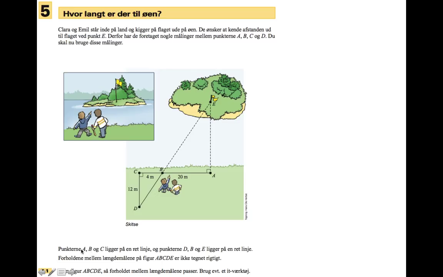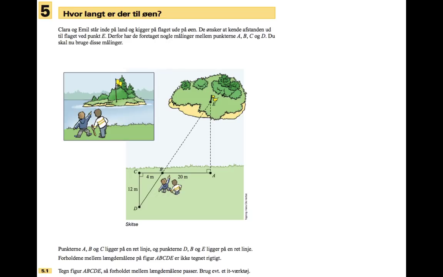So it says points A, B, and C lie on a straight line, and points D, B, and E at the flag lie on a straight line. The relationship between the measurements on the figure A, B, C, D, E are not drawn correctly. Okay, so this is just a sketch. It's not a correct diagram. So for example, if you look at the 4 and the 20, the 20 isn't 5 times bigger than the 4 as it should be.